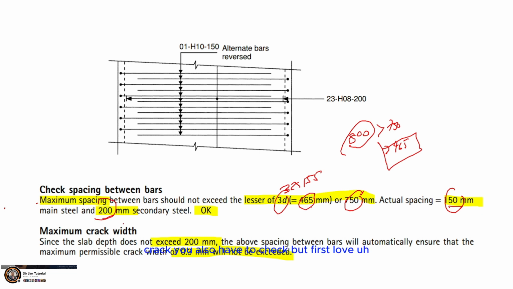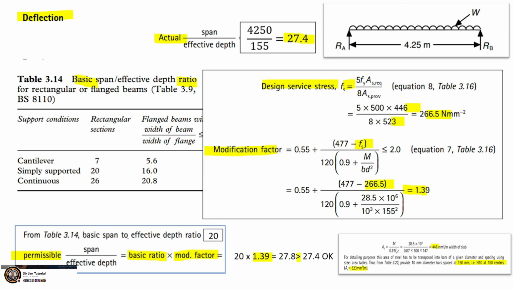You also have to check cracking, but for a slab with a thickness of 200 millimeter, it does not exceed the limit. So it is not critical as to the minimum crack width. Mostly we check the minimum crack width for beams.